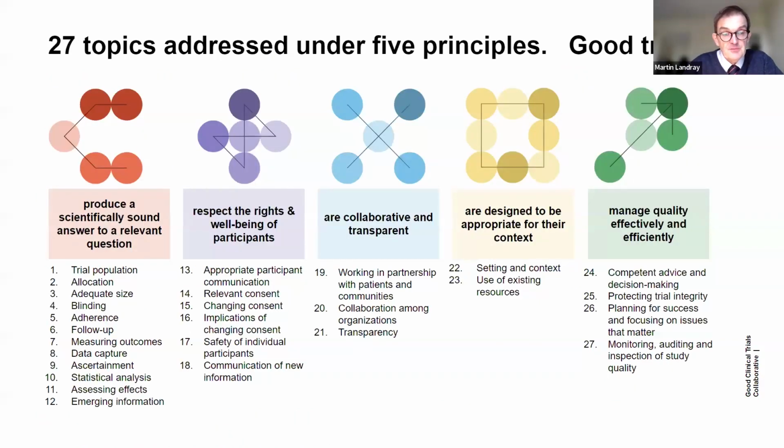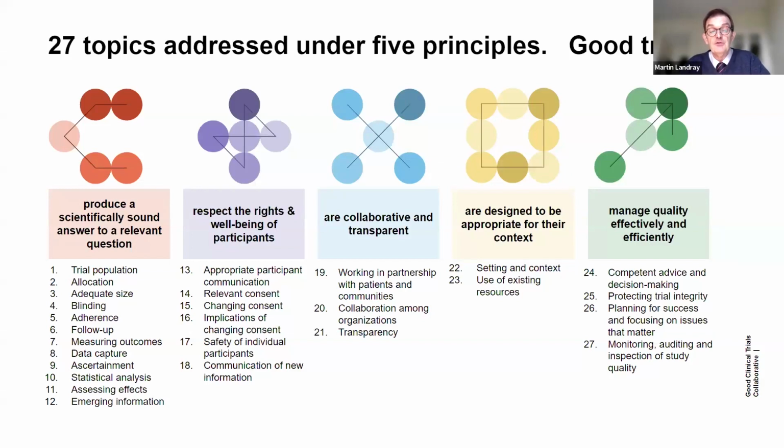So the first principle is that good randomized clinical trials produce a scientifically sound answer to a relevant question. Now, there are a dozen sub-principles in there, which range from making sure that one thinks about the right population, not too restrictive, but also perhaps not too general. Thinking about how one allocates the treatment, the randomization process, about size, all the way through to adherence and follow-up, and then thinking about how one might analyze that trial and how one might adapt that trial depending on emerging information that is accruing from other sources.